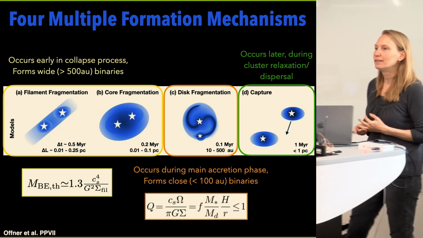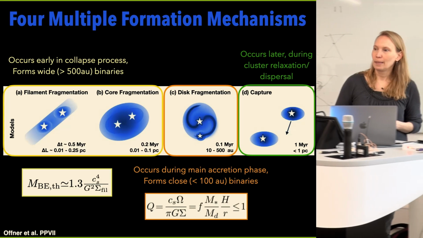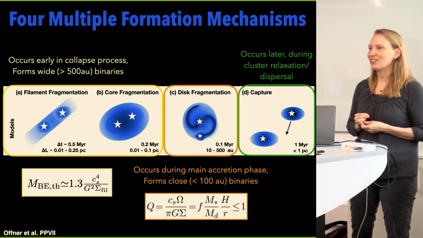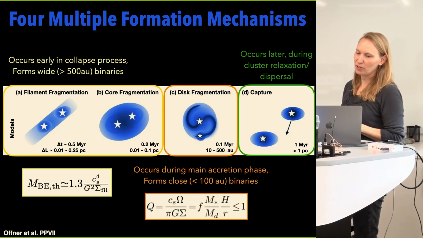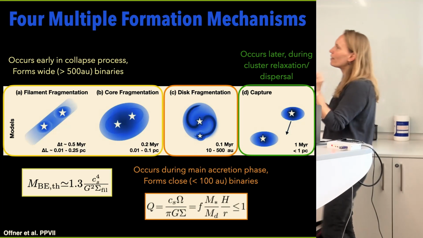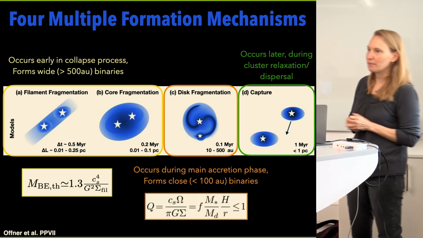Yes? Does the presence of gas help you have a slightly different version of dynamical capture, where there's drag against the gas, shear, et cetera? It does, actually. I'll show you a picture of that later, but yes, you can have orbital evolution when there's gas there much more easily.